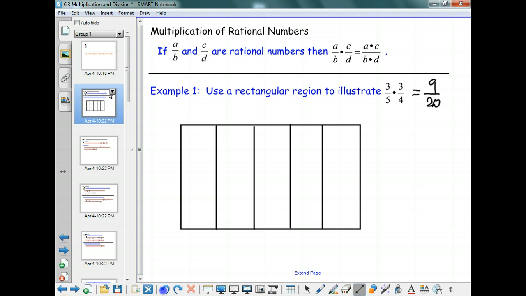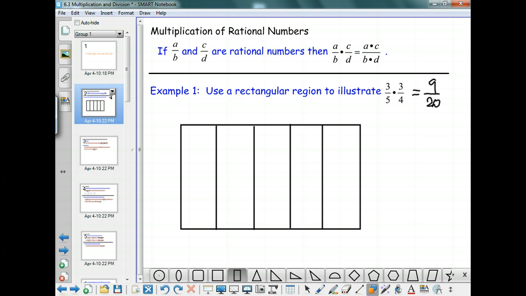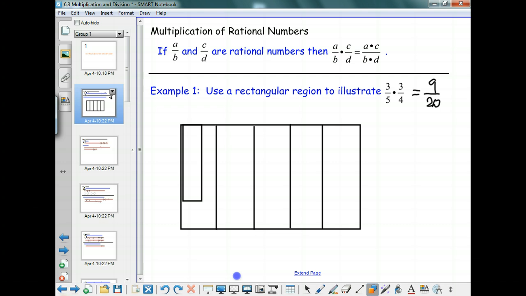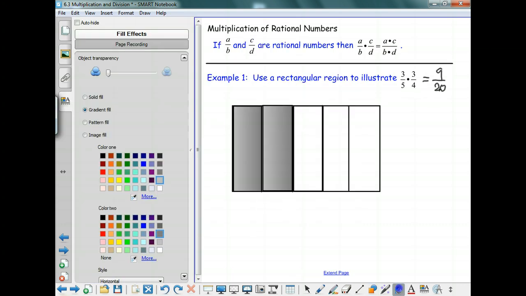Okay, and then we're going to shade in how much? What would represent 3/5? 3 of them. So we're going to take, I'm going to try this. Like that. So there's 3/5 of them shaded, right?